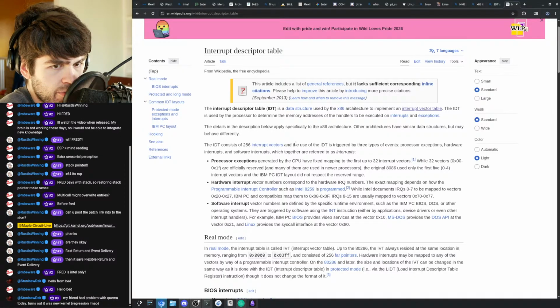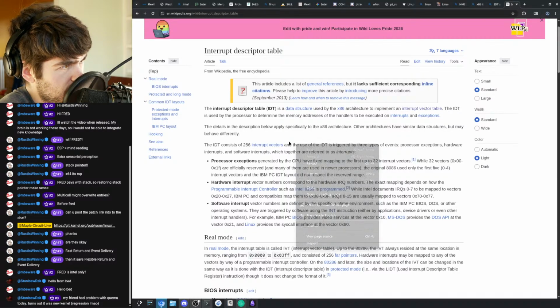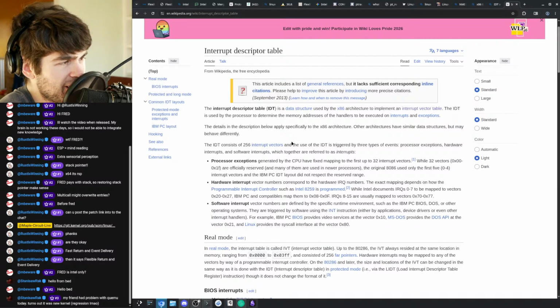My friend had a problem with QEMU today. Turns out it was a new kernel regression. Well, they're making a lot of change. They're making a lot of change.